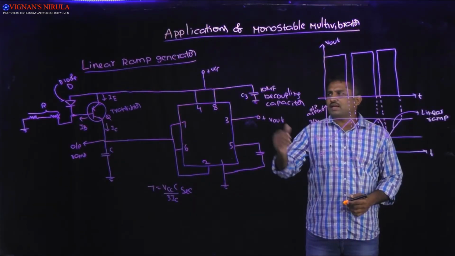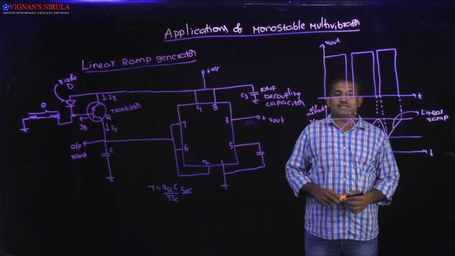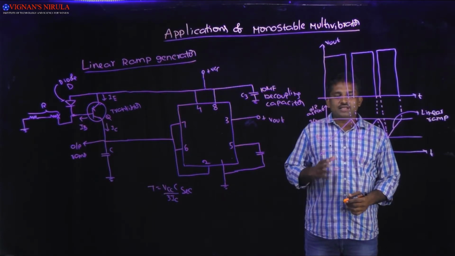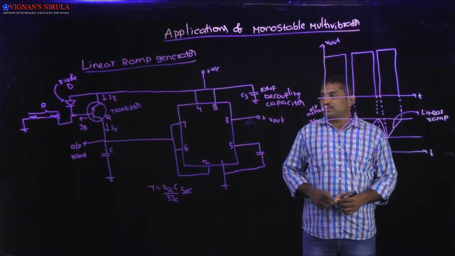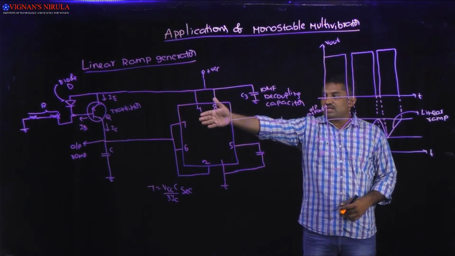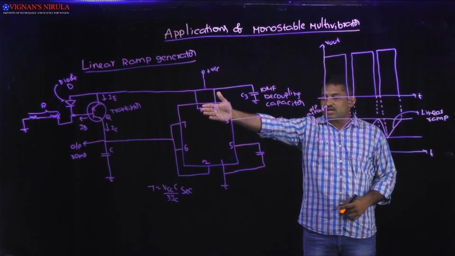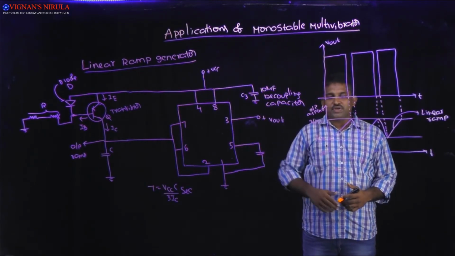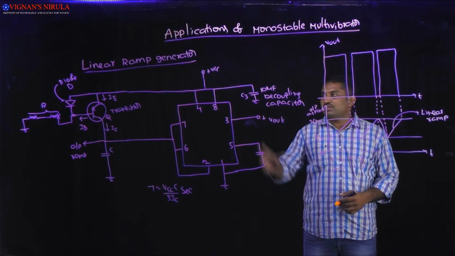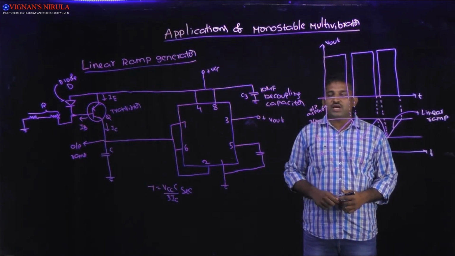This is the application of the monostable multivibrator as a linear ramp generator. When the capacitor is linearly charged with a constant current source IC, then the linear ramp is generated. This concept is used in linear ramp generation.